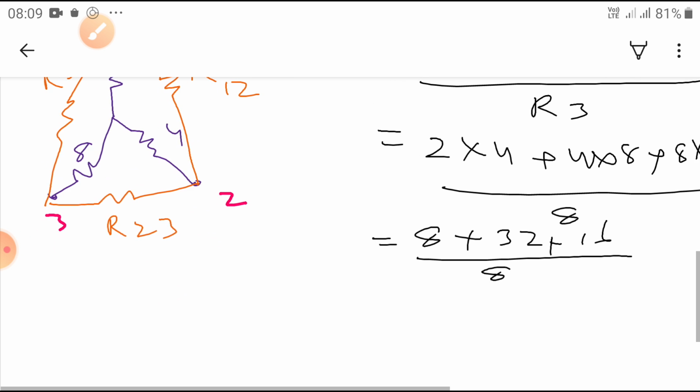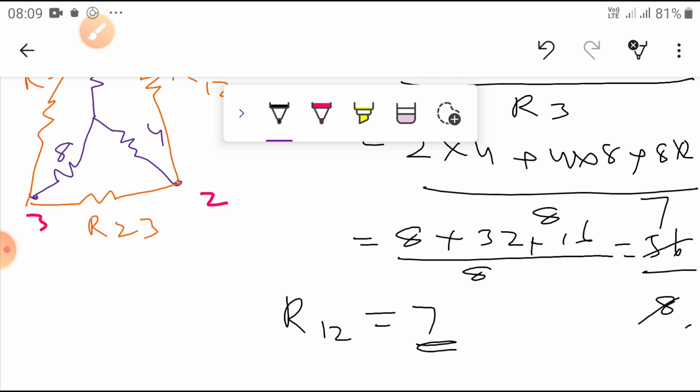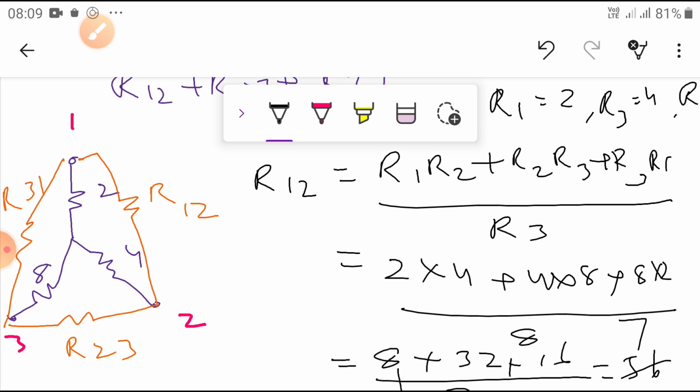Simplify it. What is the value? Here you are going to get 8 plus 32 plus 16, that is 56, by 8. Seven eights are 56, so the answer is 7. Okay, so R12 is converted to the value 7. Simply substitute the value.